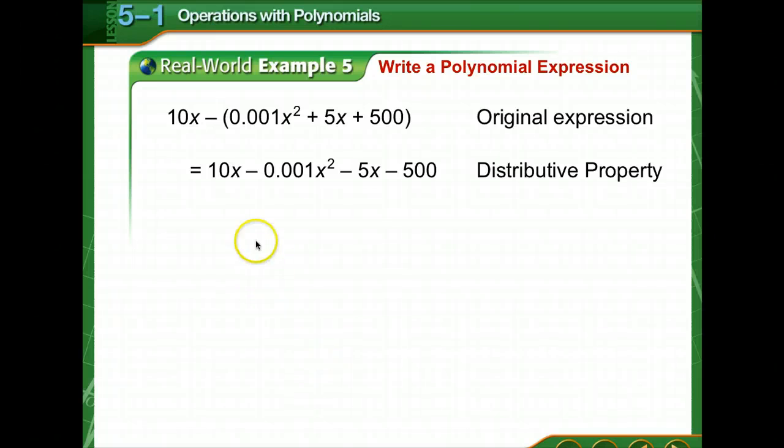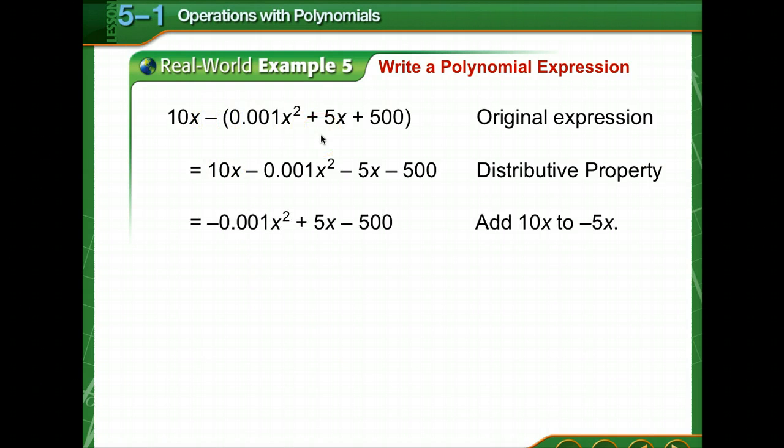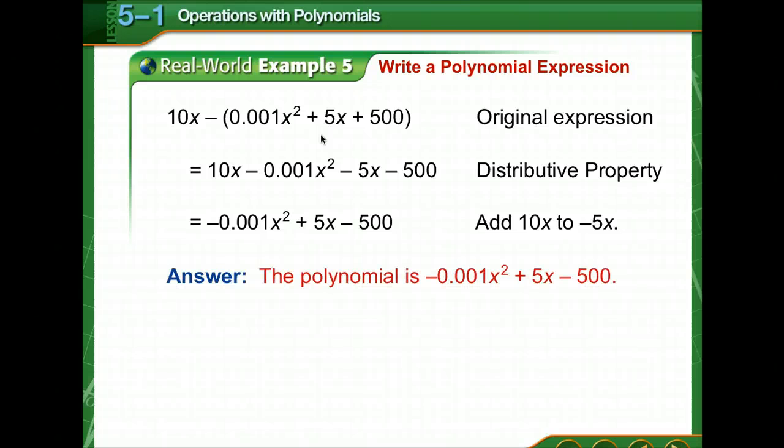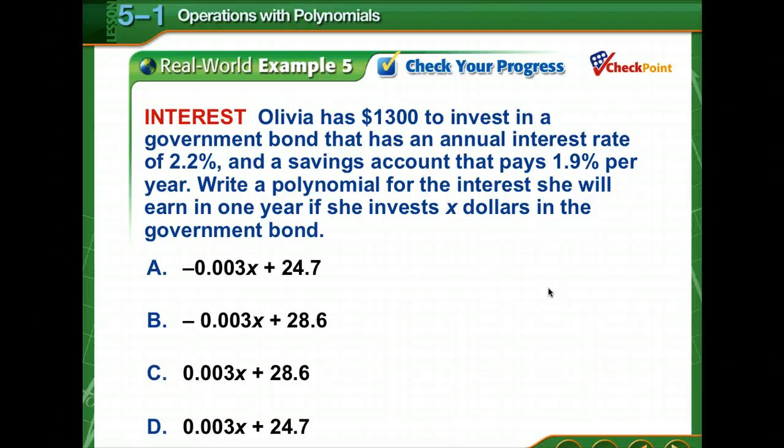So now we're going to use the distributive property, distribute that negative across the parentheses. We're going to combine our like terms. So the polynomial expression will be negative 1,000th x squared plus 5x minus 500. So, time for you to work your magic. Pause and then come back and check your answer.